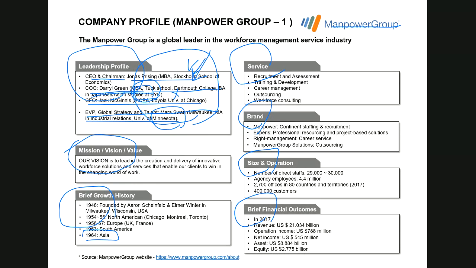We will go into more detail about these financial outcomes in the next class. This is a fundamental understanding about that company. However, that is a superficial understanding. If you want to know the company, this framework can help you capture the superficial things and then the deeper meanings.